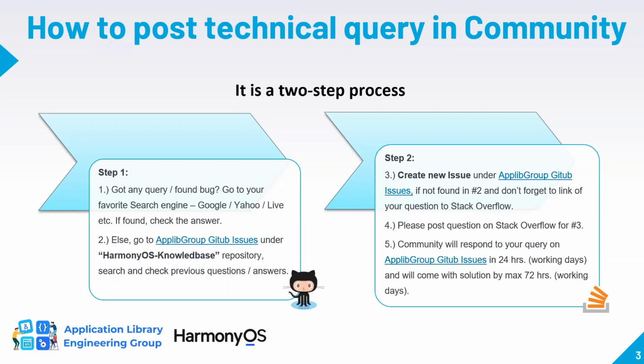Else, go to AppLib group GitHub issues under the HarmonyOS knowledge base repository. I'll tell you in upcoming slides, or I'll show you on the browser itself how to do that, and search with the previous questions and answers posted over there. And unfortunately, if you are not able to find your query in step number 2, then you should create a new issue under the same repository, which is AppLib group GitHub issues. And importantly, you should not forget to link your question to Stack Overflow over there. To do this, you will have to first post your question on Stack Overflow.